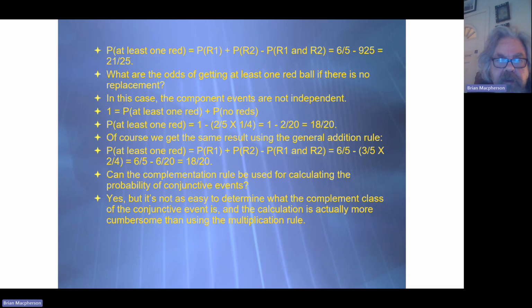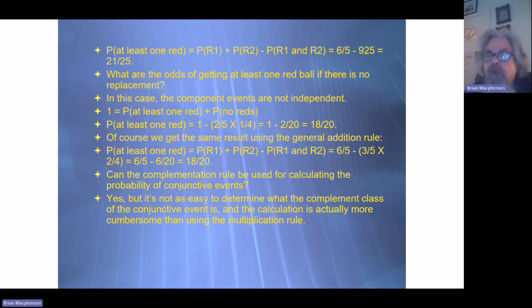Well, it's a little bit different this time because now the probability of getting a red on both will be 3 out of 5 times 2 over 4 because there's 1 less red ball in the urn and one less ball in the urn. And so it'll be 6 out of 5 minus 6 over 20. If I did the calculations correctly, that should give us 18 out of 20. So notice then that we get the same result using the addition rule that we do using the complementation rule.